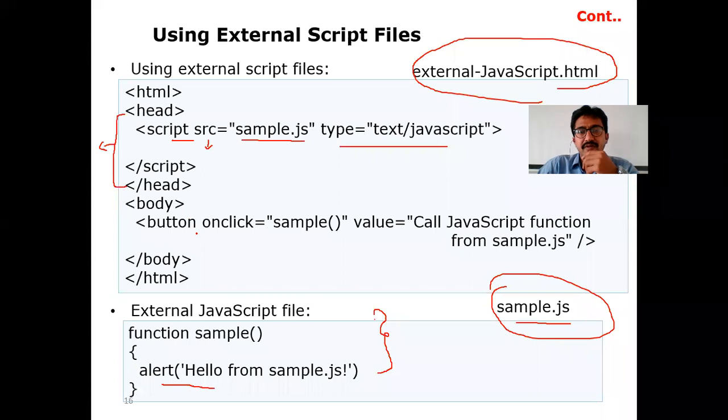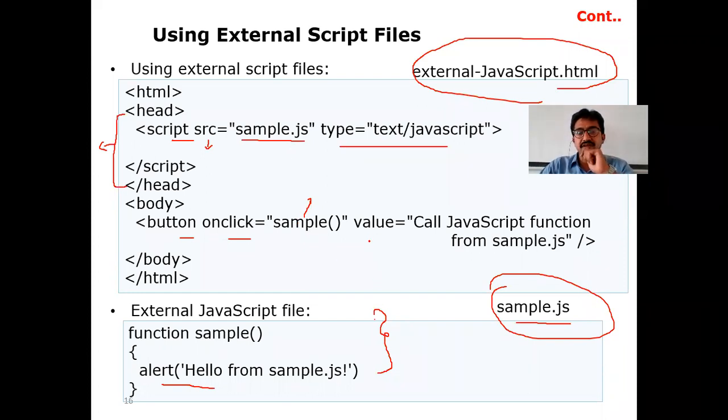Now in the body, what I am doing is creating a button. In the button tag, I am using the attribute onclick. In that, I am calling a value as sample. So first of all, it searches within the HTML file whether the sample function is there or not. If it is not available, it will go for checking in sample.js.